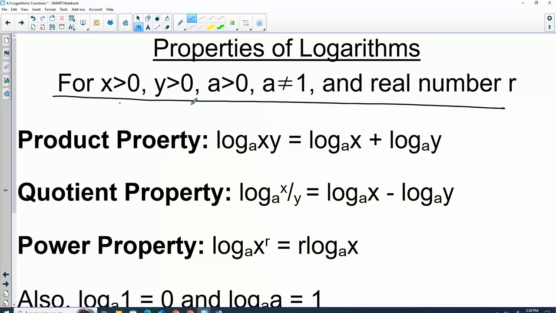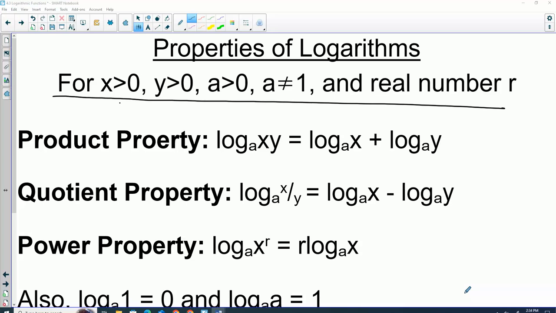Then, the product property says if you have the log of things being multiplied, you can add individual logs. Quotient: if you have logs of things divided, you can subtract the logs. The power property: exponents come down in front and condense our logs. Expand them: we can take one log and break it into multiple ones.